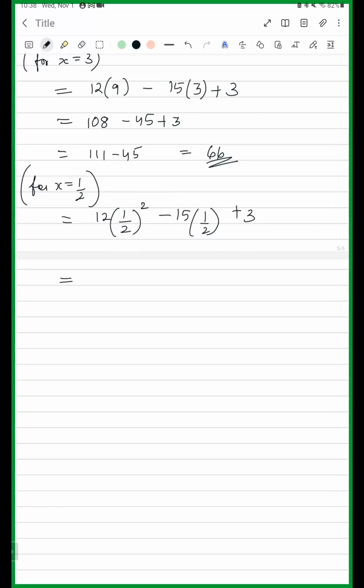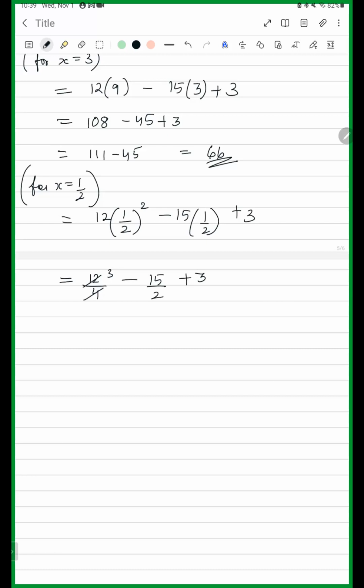So it will be 1 by 4. So it will be 12 into 1 by 4, or in other words, 12 by 4. So we can cancel it. Yes, we can cancel it. 3 minus 15 by 2 plus 3.